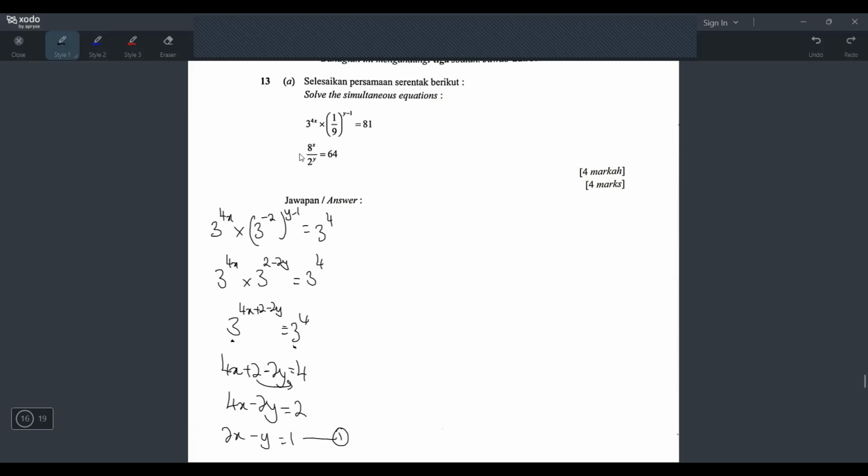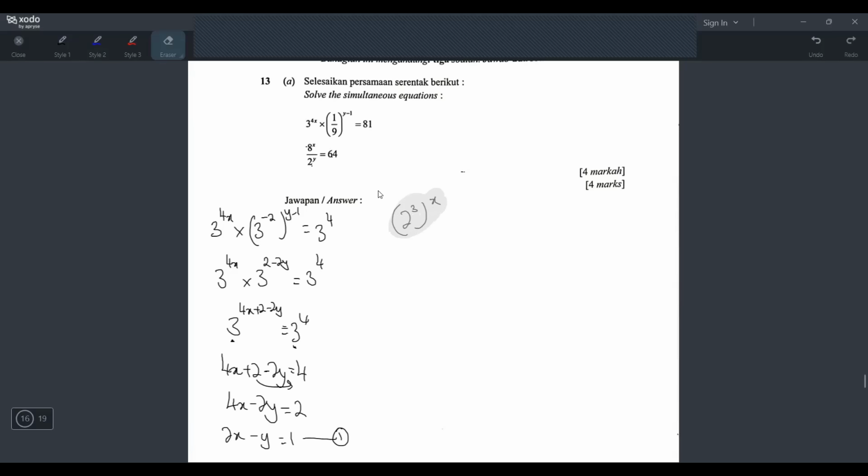Now let's go to my second equation, which is 8 power x divide 2 power y equals 64. Okay, look at all these numbers. Base 8, base 2, base 64. So these are all numbers that can change to base 2. Do you agree? So why not we change everything to base 2? Okay. So 8 is actually 2 power 3. So it will become 2 power 3 and then power x, which is 2 power 3x. So let's straight away write 2 power 3x, right?